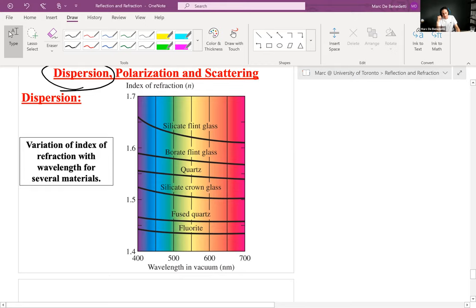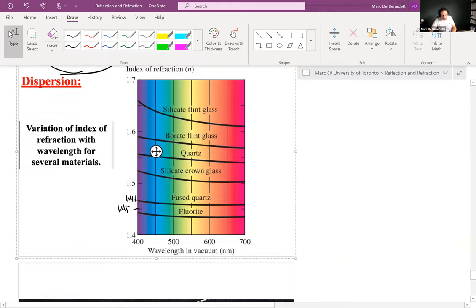Now, you can see here, as an example, let's say fused quartz. The index of refraction of fused quartz is, halfway between, this is 1.45, so maybe this is 1.46, it looks like 1.46, okay? This graph is saying that the index of refraction for blue light in fused quartz is about 1.46. But the index of refraction of red light in fused quartz is maybe about 1.455.